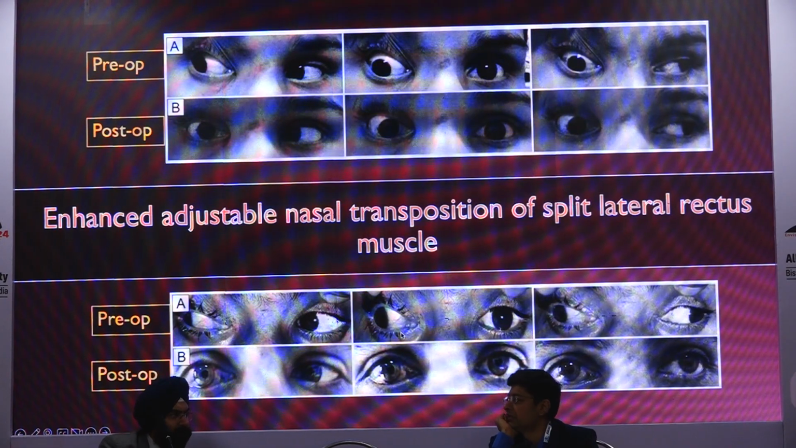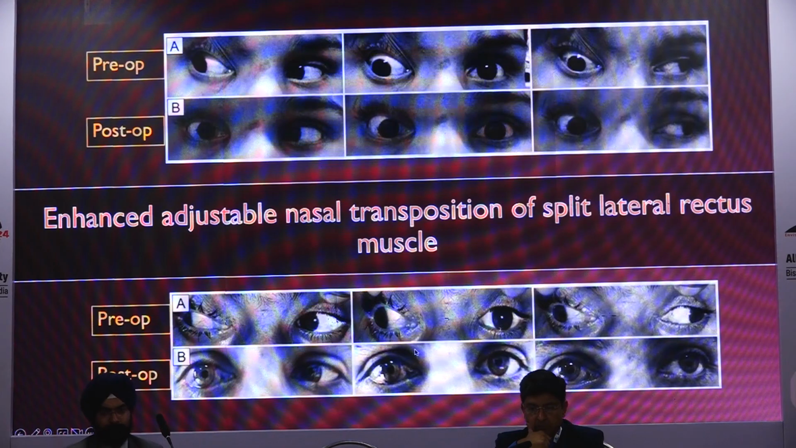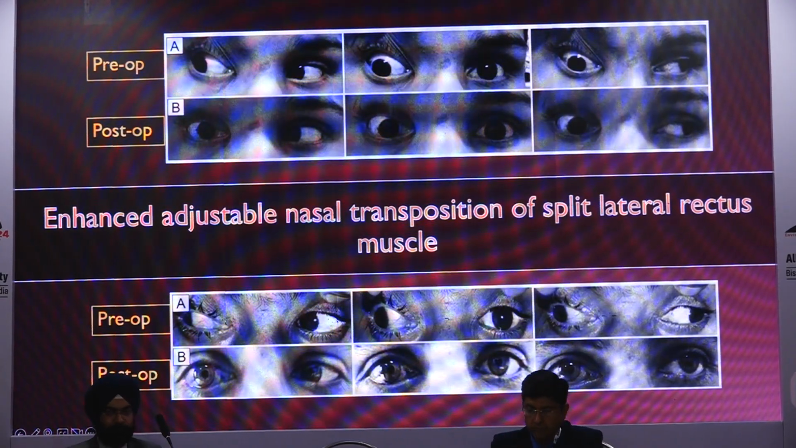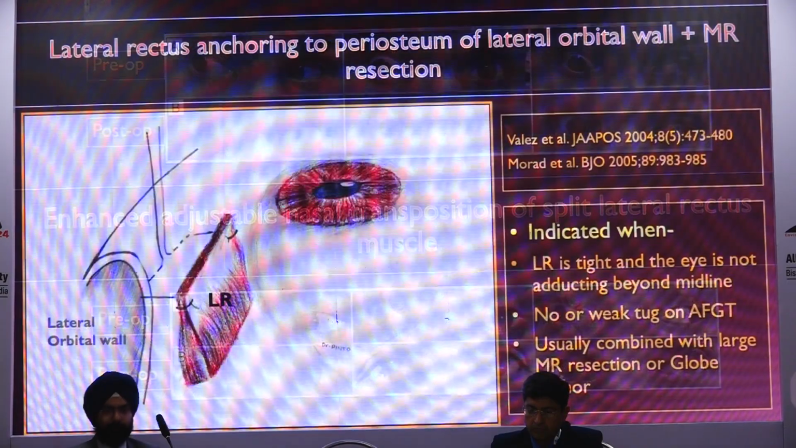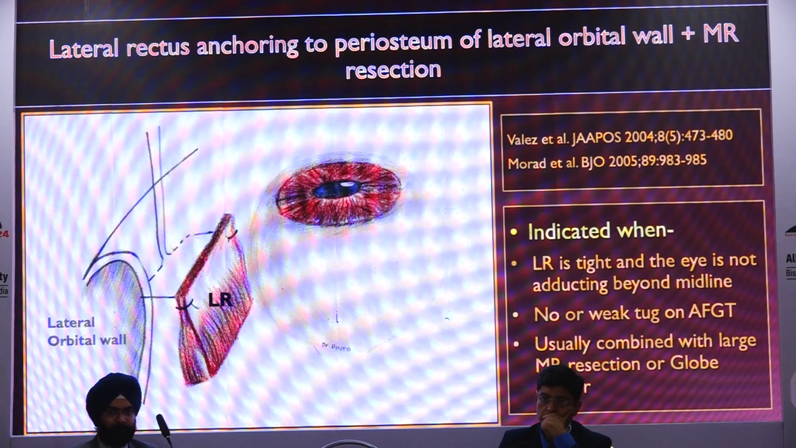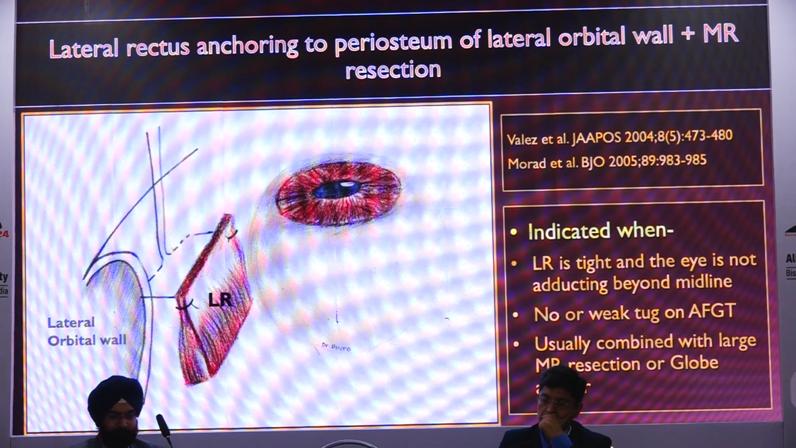So this is a case of exotropia due to third nerve palsy, in which enhanced adjustable nasal transposition of split lateral rectus muscle was performed. In this case, we had an undercorrection of 14 prism diopters in the post-op period, and both the slips of the lateral rectus were advanced to achieve a final outcome of 6 prism diopters of exotropia. So this procedure provides adjustability for the vertical deviation as well, in which case we can advance or recess individual slips to correct the vertical deviation.